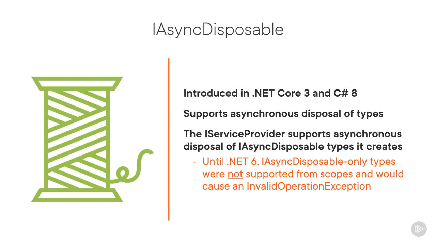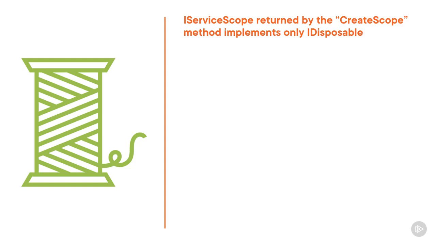Types that implement IAsyncDisposable but not IDisposable could not be supported from scopes created by the IServiceProvider. Now this of course impacted ASP.NET Core applications because they rely heavily on scopes to achieve per request instance separation. The reason for the limitation was that the IServiceScope type, representing a scope from the service container, only implemented IDisposable and not an IAsyncDisposable interface.